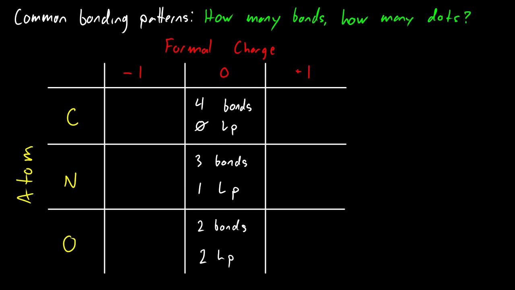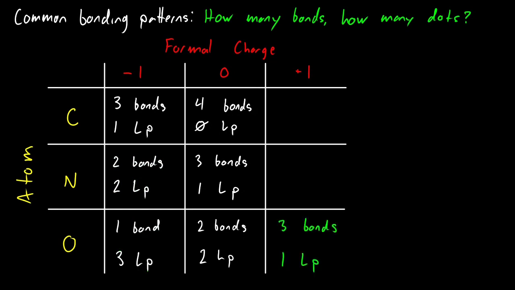Alright, so let's go through the rest of this table. If we start here at a carbon, carbon with a -1 charge will always have 3 bonds and 1 lone pair. Nitrogen will have 2 bonds and 2 lone pairs, and an oxygen with a negative charge will have 1 bond and 3 lone pairs. For the positive charges, oxygen will have 3 bonds and 1 lone pair. Remember the hydronium ion from general chemistry? This is where we'll see these types of species the most frequently. Ammonium ions, so NH4+, nitrogen with 4 bonds and 0 lone pairs has a positive charge.